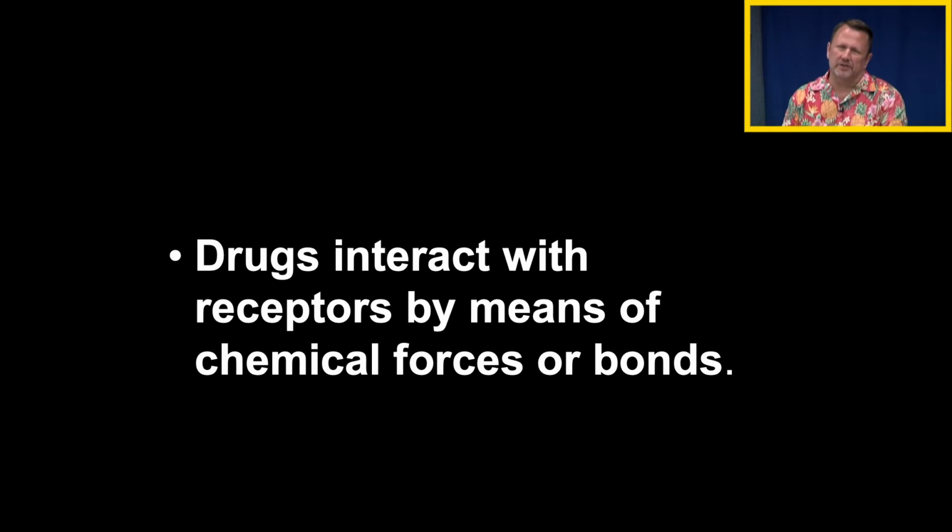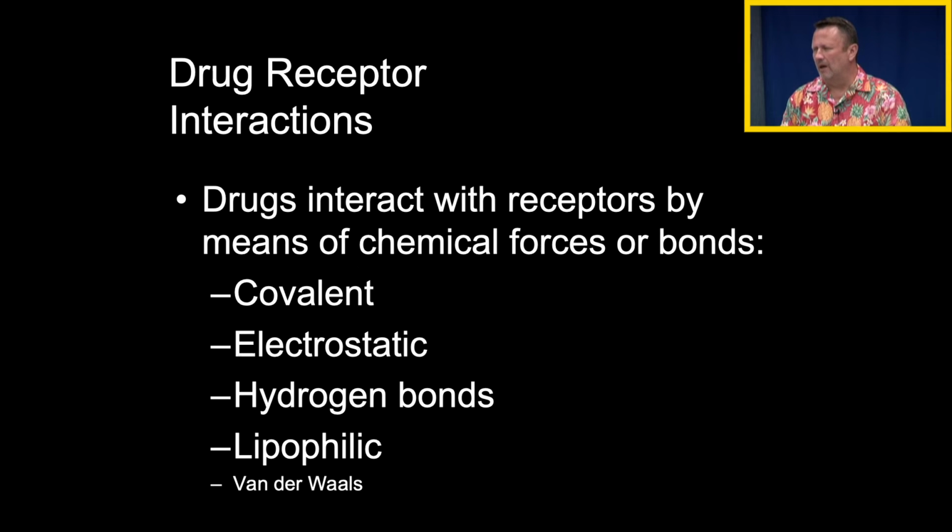All right, again, drugs interact with receptors by means of chemical forces or bonds. That's why we talk about chemistry and chemical things at the beginning of pharmacology. When you read a pharmacology book, they use chemical terms throughout. Covalent bonds we talked about: when two atoms share electrons, they're covalently bonded. If two molecules get together and start sharing electrons, they're covalently bonded. Electrostatic changes are positive charges being attracted to negative charges.